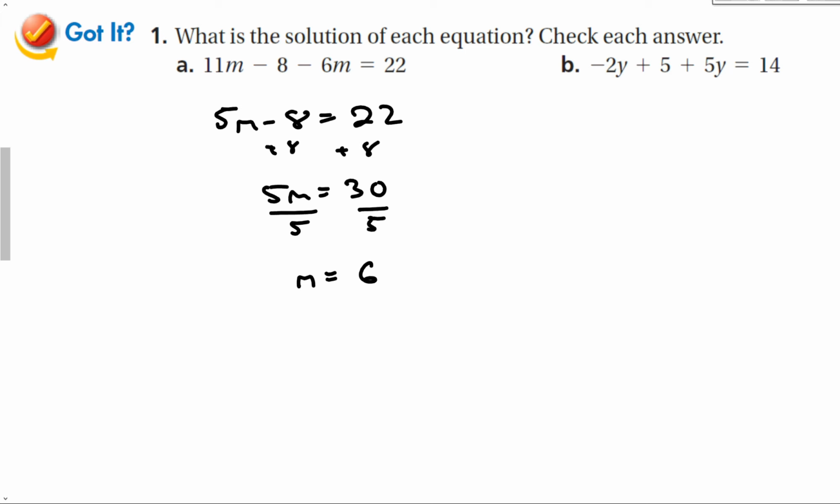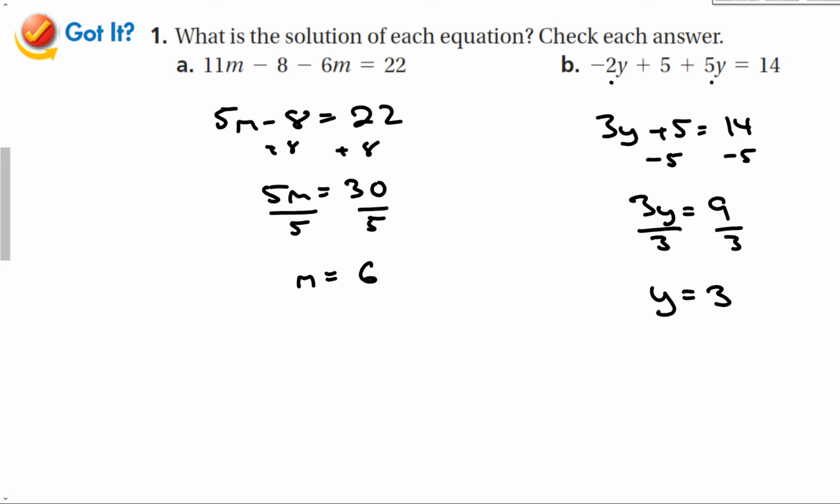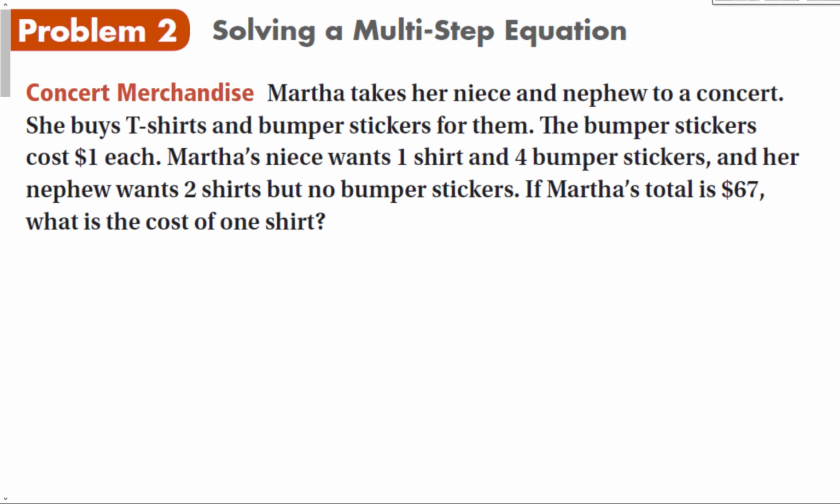For part B, same thing. I see we have a negative 2y and a positive 5y. When I add those together, I get a positive 3y plus 5 is equal to 14. Subtract the 5 from both sides. We get 3y is equal to 9. Divide by 3, and we get y is equal to 3. Okay? So when you see two variables, if they're on the same side, put them together.